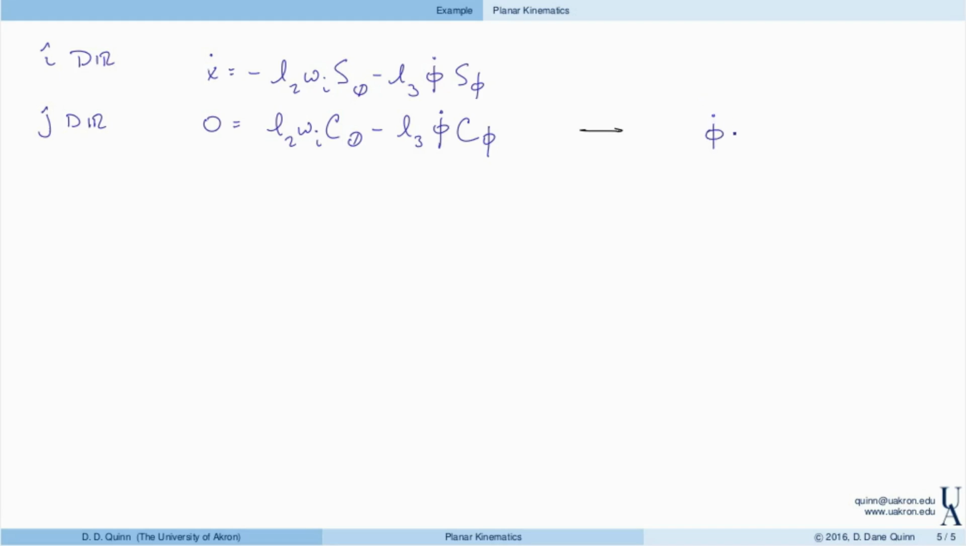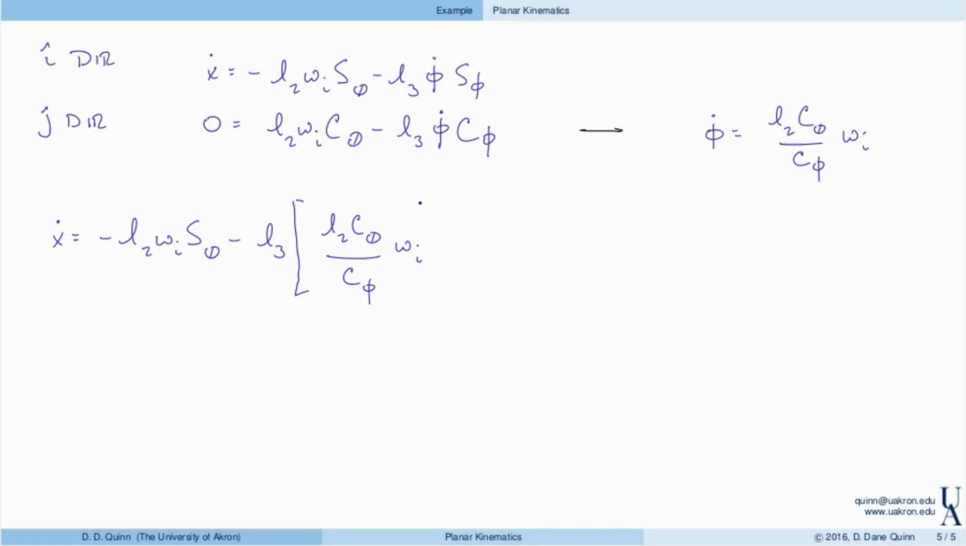phi dot is equal to L2 cosine of theta divided by cosine of phi times omega I. And finally, x dot is minus L2 omega times sine minus L3 times phi dot, which is, again, L2 cosine theta divided by cosine of phi times omega sub I times sine of phi.